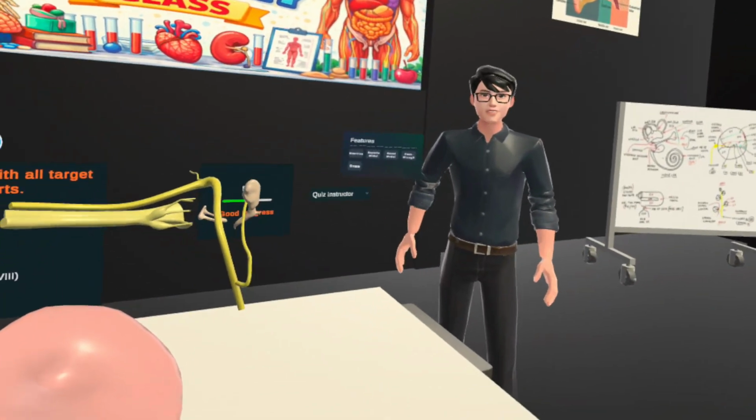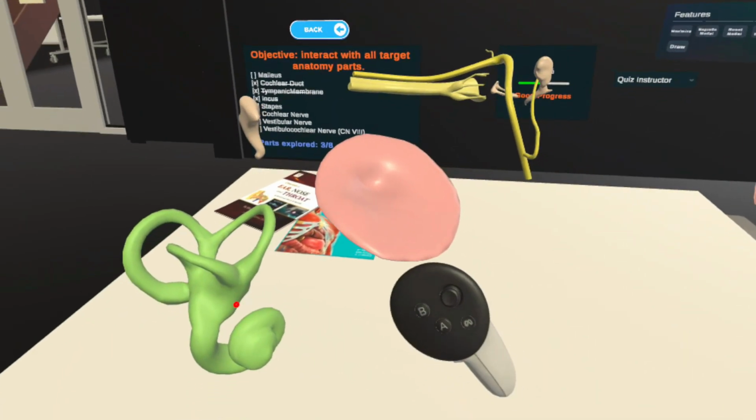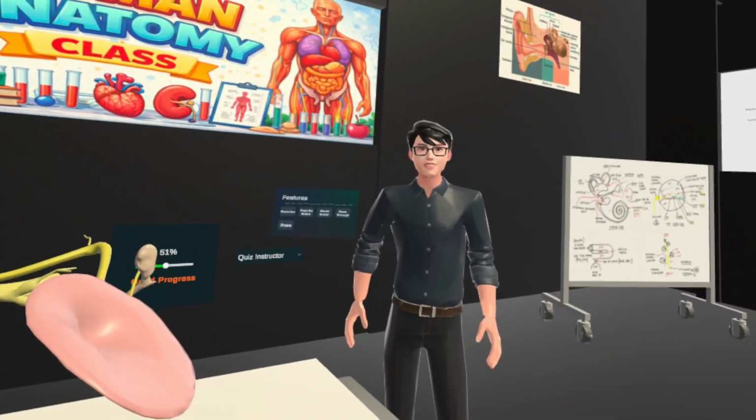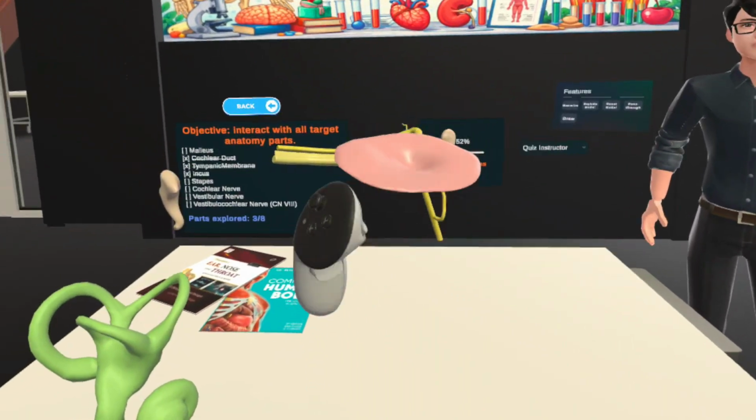Now let's move on to the tympanic membrane. This structure is also known as what? Eardrum. That's correct. It is also known as the eardrum.